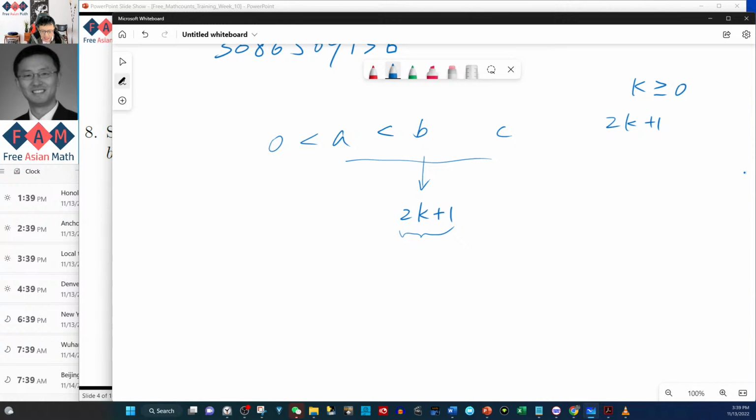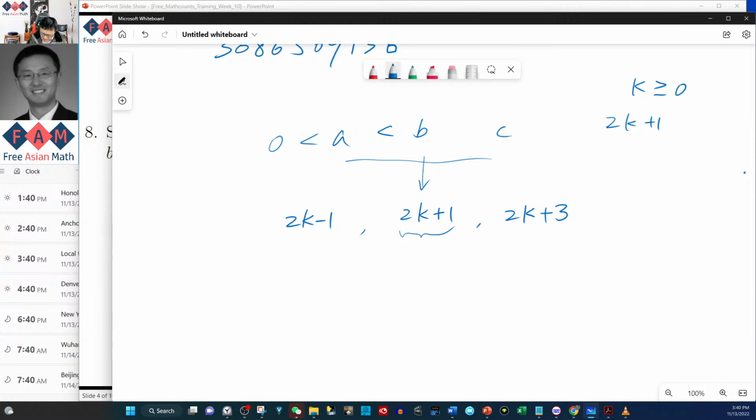So we just write B as 2k plus 1. If that's the case, what is A? A is the immediate previous odd integer, so it has to be 2k minus 1. And what is C? Well, C has to be 2k plus 3, right? That's how you represent it. In this case, you did not lose any information.